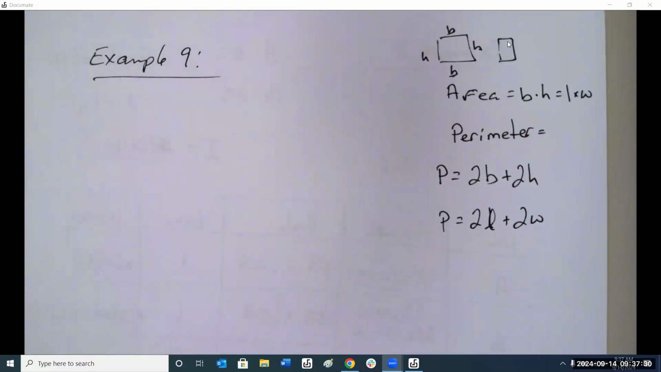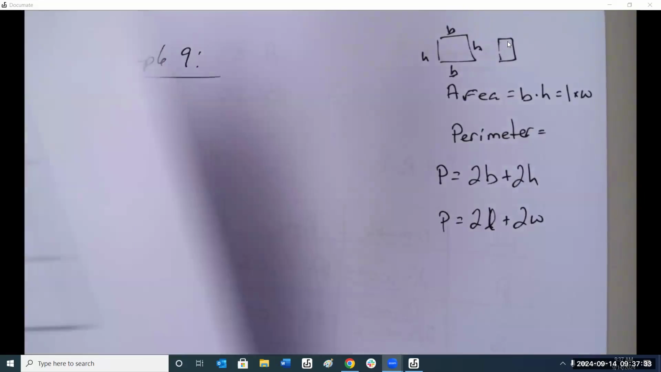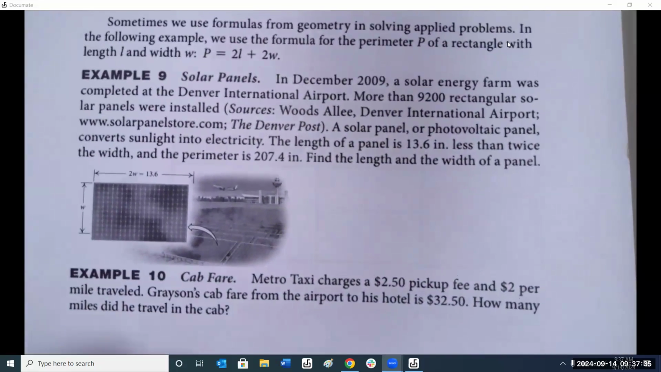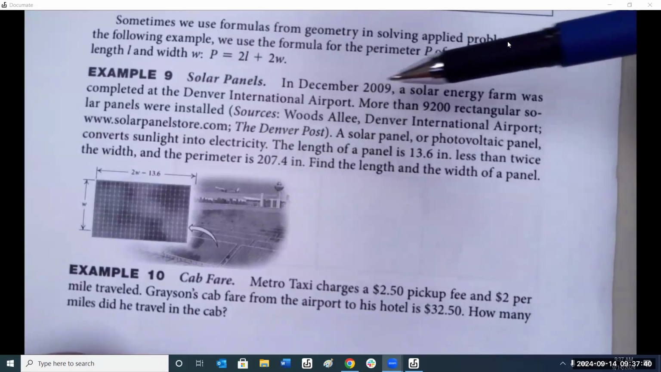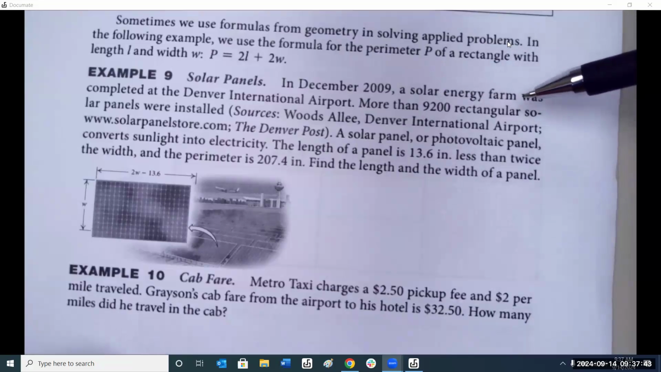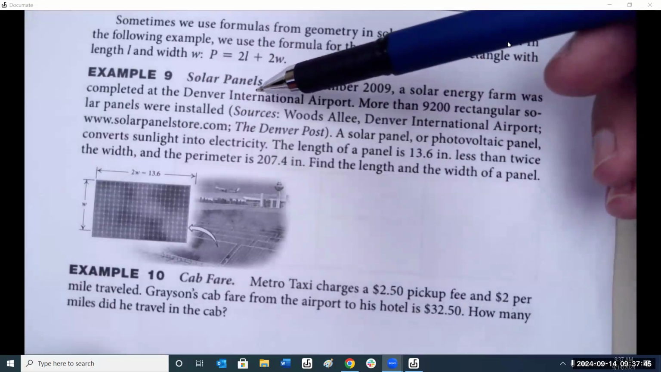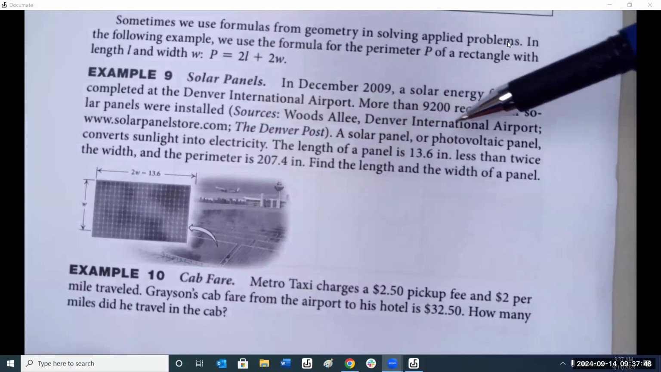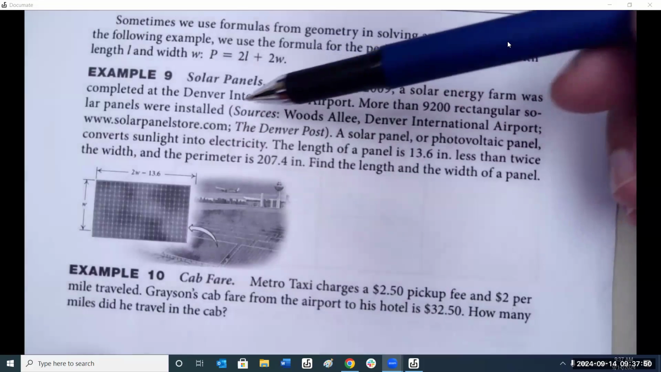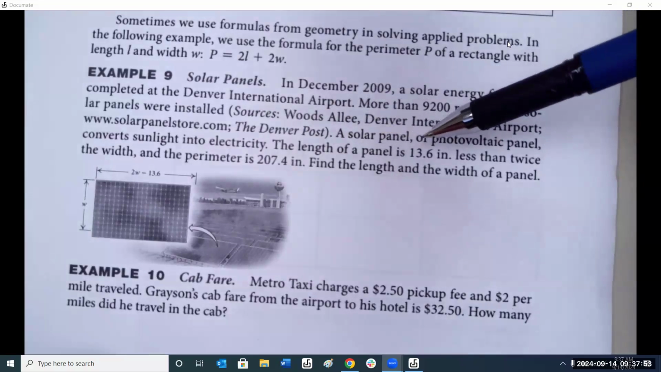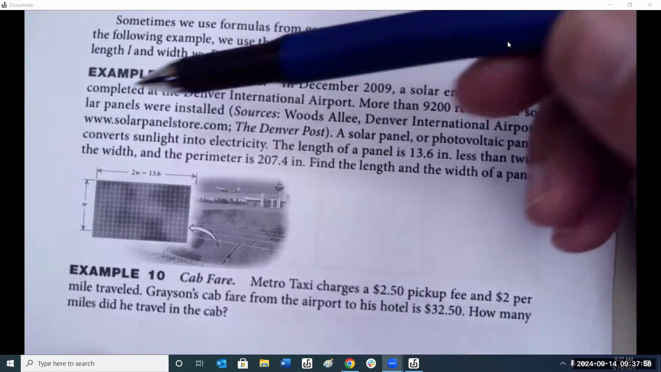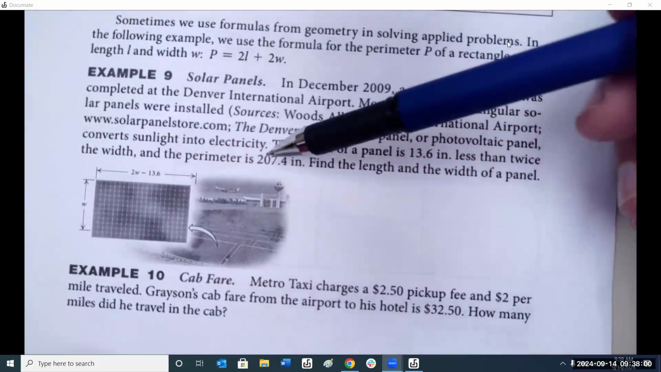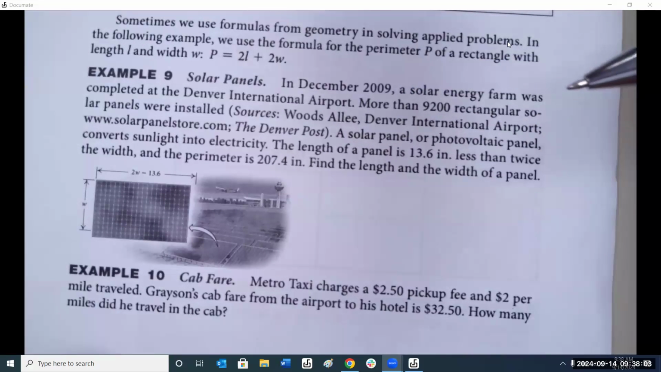All right. So example 9 says, in December 2009, a solar energy farm was completed at Denver International Airport. More than 9,200 rectangular solar panels were installed. A solar panel or photovoltaic panel converts sunlight into electricity. The length of the panel is 13.6 inches less than twice the width, and the perimeter is 207.4. Find the length and the width of the panel.